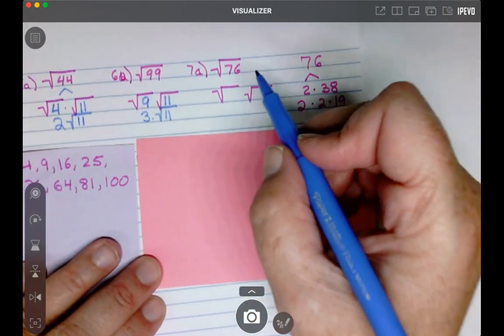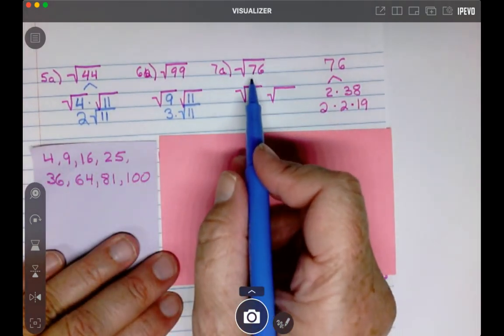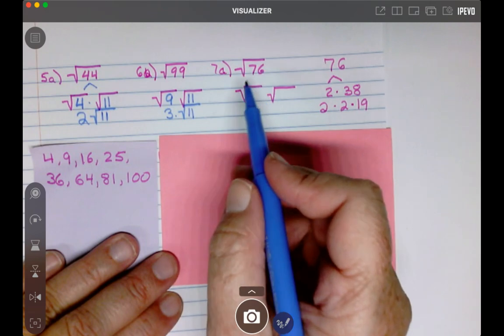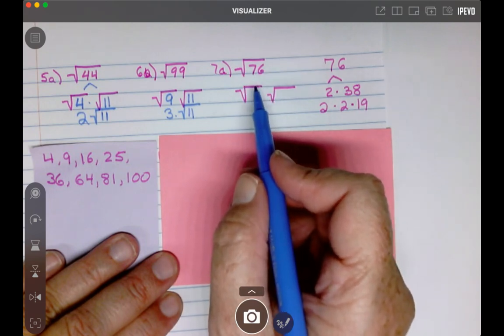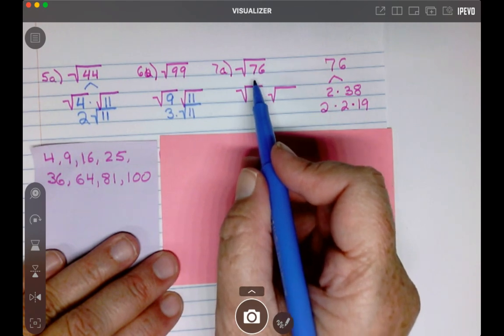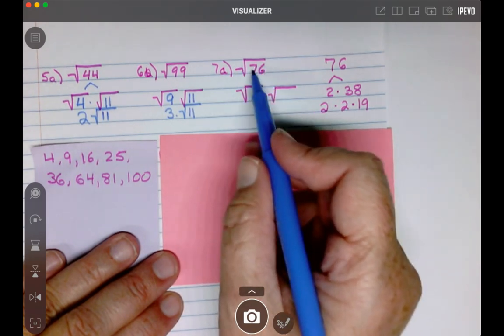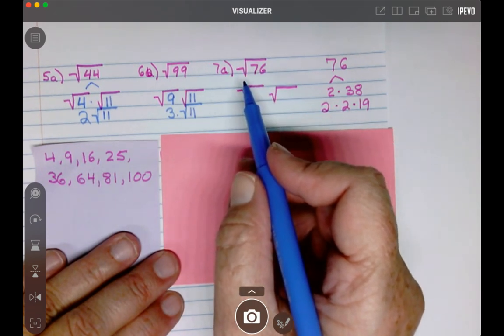Now, when we get to 76, you might look at this list of numbers and think, first of all, I can't think of any times table that has an answer of 76. You know, we have 9 times 8 is 72. 7 times 7 is, 7 times 10 is 70. 7 times 11 is 77. 76 doesn't pop right into my mind.